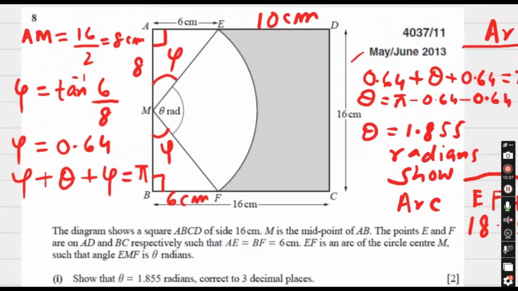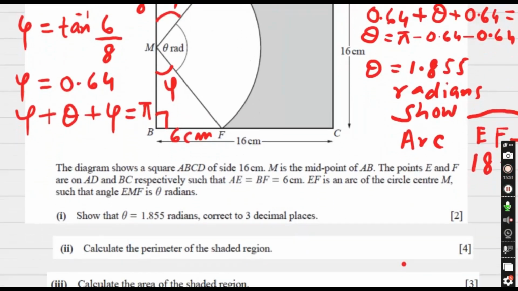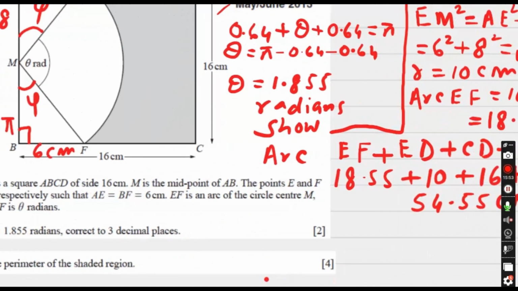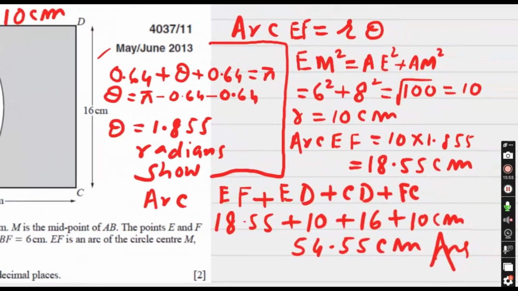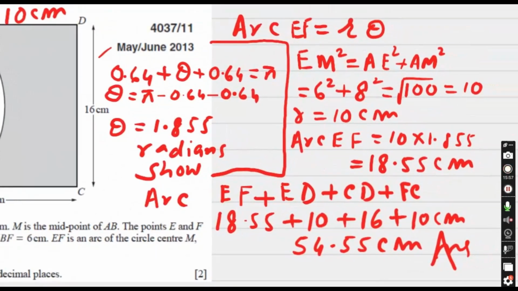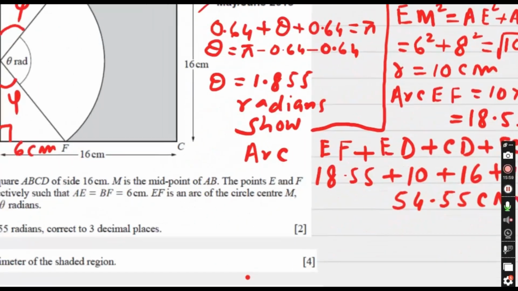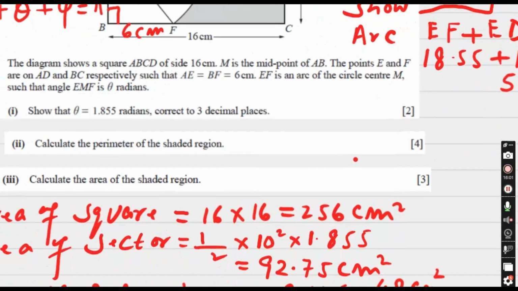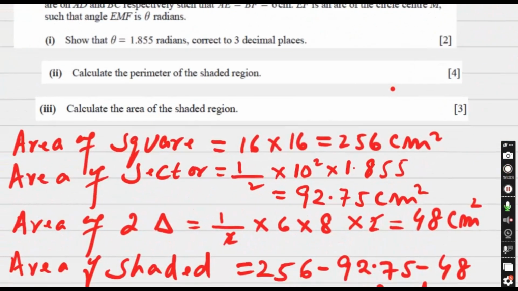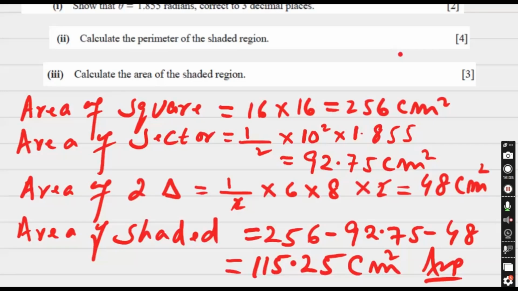So I hope you understand part 3 and the whole question number 8, which appeared in May-June 2013, paper 1-1. The first part is to show that theta is equal to 1.855 radians. We have successfully found it. The second part is to find the perimeter of the shaded region. We have already found in part 2, that is 54.55 centimeter.